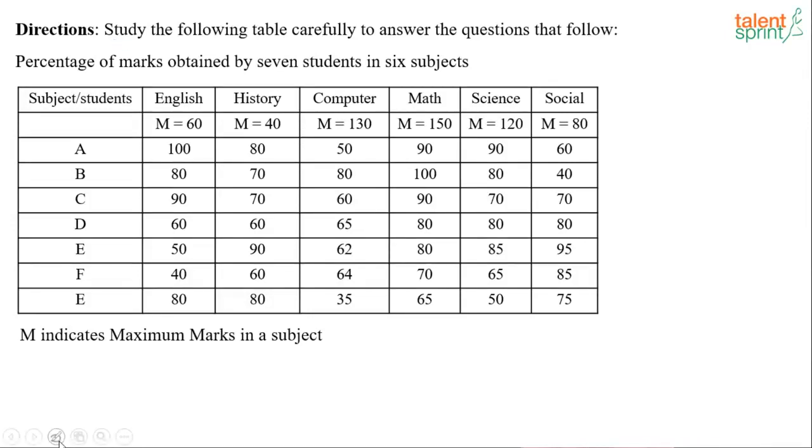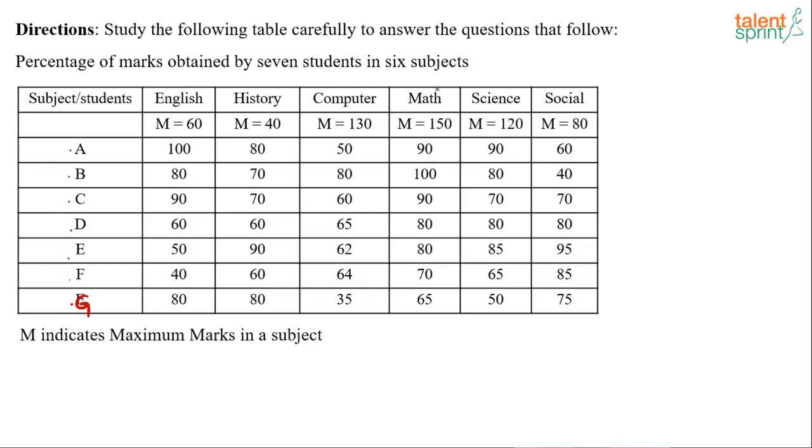Study the following table carefully to answer the questions given below. That's the usual stuff. Percentage of marks obtained by 7 students in 6 subjects. Oh, so lot of data. And this data is about percentage of marks obtained by 7 students. Who are the 7 students? A, B, C, D, E, F, G, right? 7 students in 6 subjects.